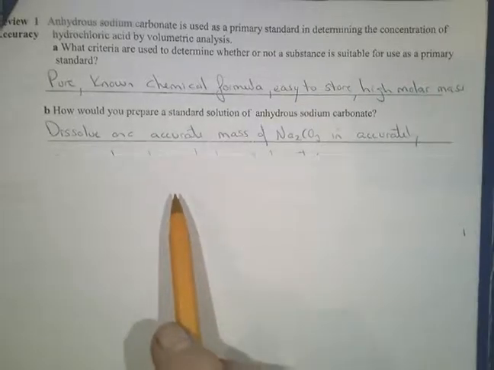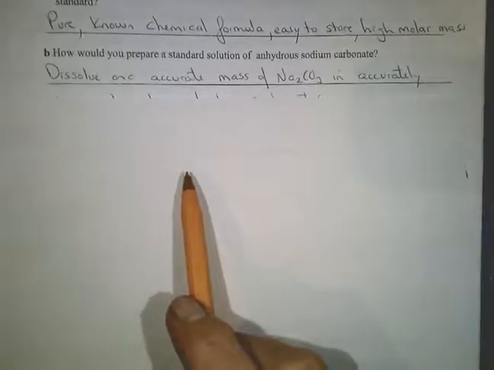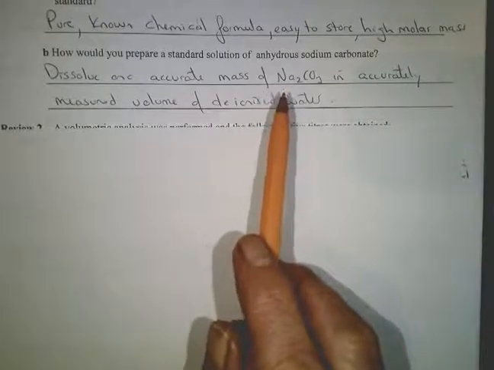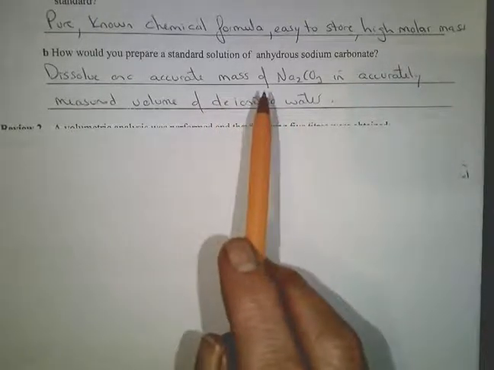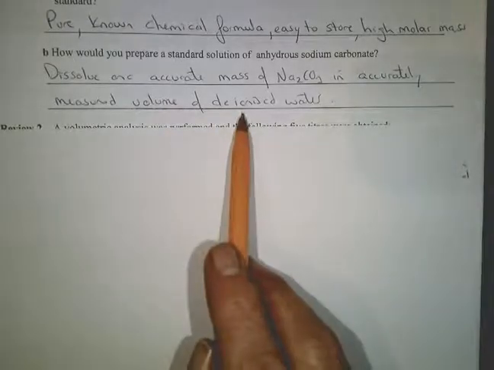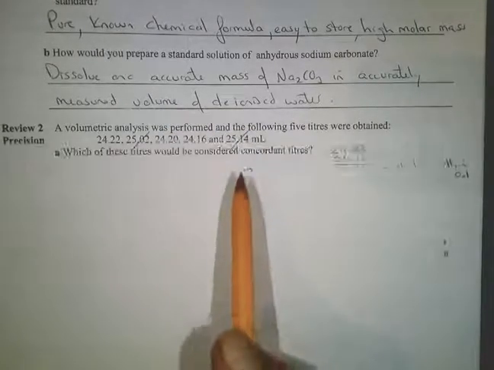Okay. How do you prepare a standard solution of anhydrous carbonate? So you dissolve an accurate mass, so you have to weigh it out on scales accurately. Dissolve it first and then make it up to a mark in an accurately measured volume, so in a volumetric flask using deionized water, so water that doesn't have anything else with it.